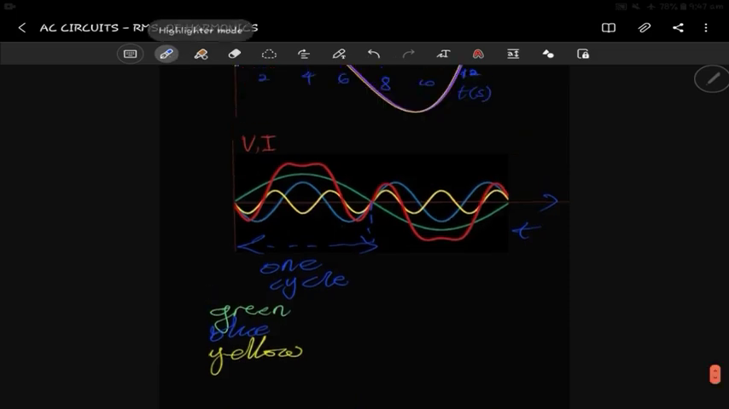So this is the original waveform, the red one, as we talked about. It's the non-sinusoidal or harmonic waveform. And then we've broken it down to get these green, blue, and yellow waveforms. When you put those together, it gives you back the red waveform, which is the non-sinusoidal waveform.